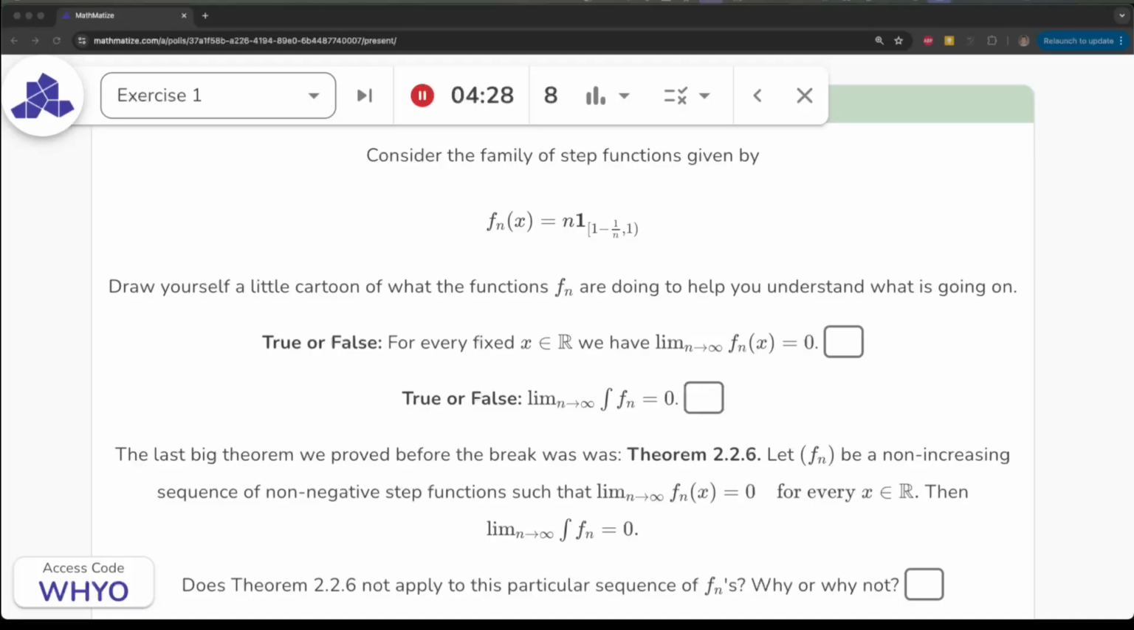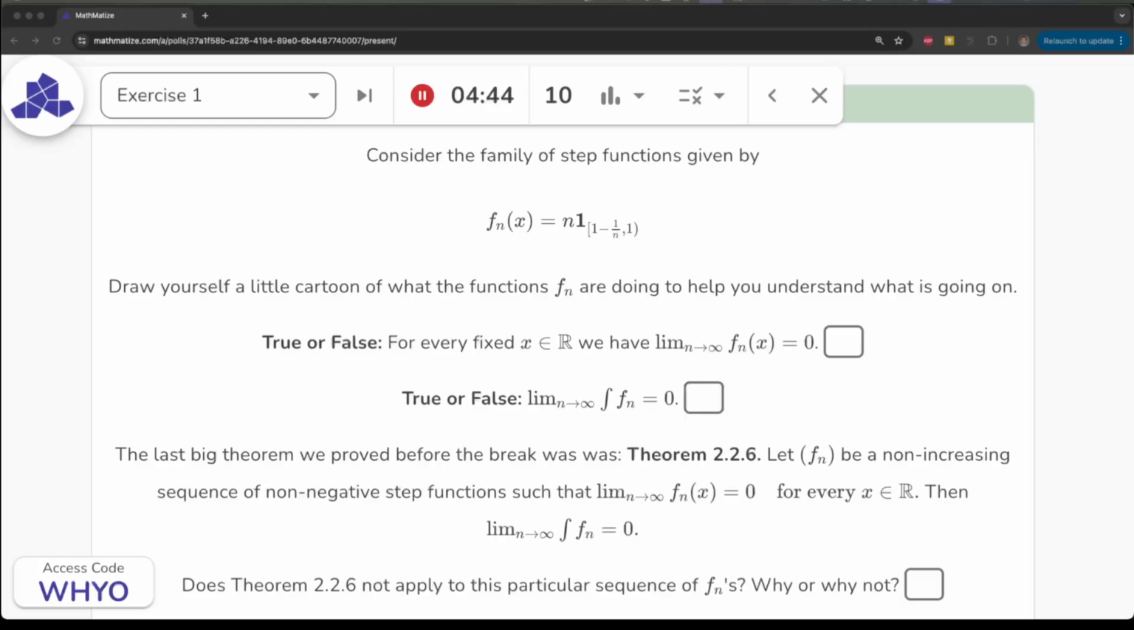So what does theorem 2.2.6 say? It says if you have a certain sequence of certain step functions, and certain things happen with the limit, then certain things will happen with the integral. And what I want you to do is think about what's going on for this sequence and put it in the context of theorem 2.2.6.